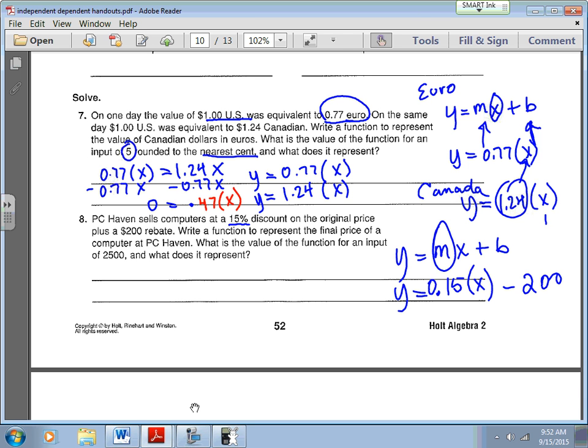But I think I have a different calculation. Okay, go ahead. I got x minus x times 0.15 minus 200. 0.15, did you multiply it by x? Yeah, and then you subtract the answer from x. Oh, okay, because the discount. Yes.